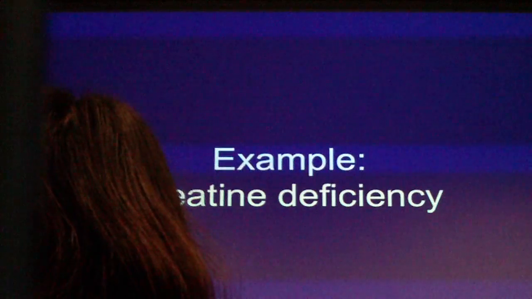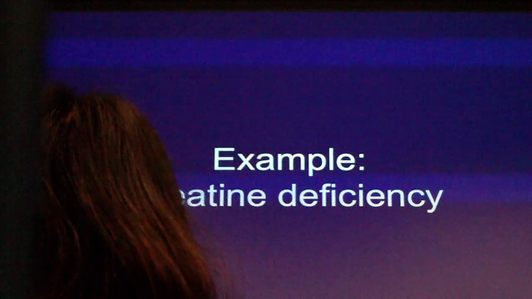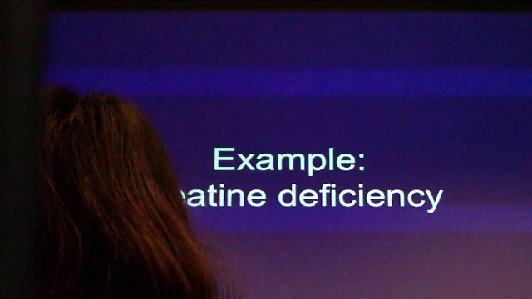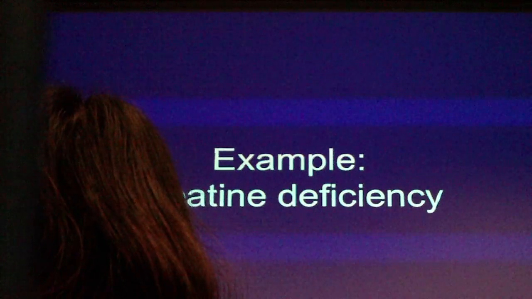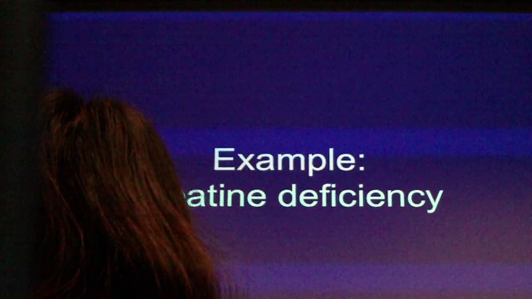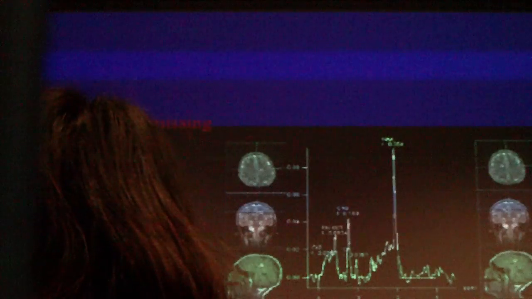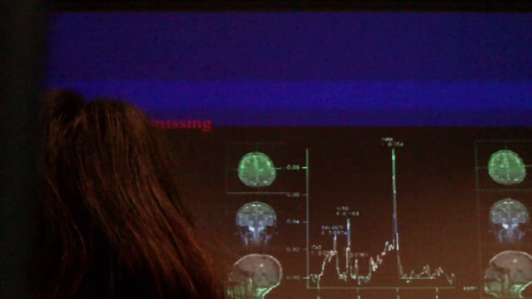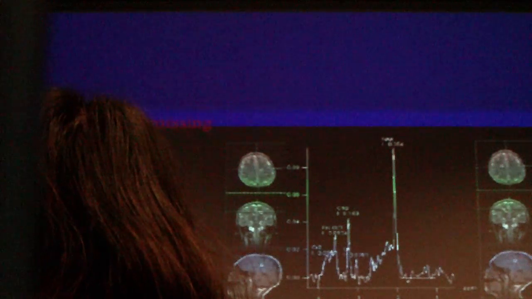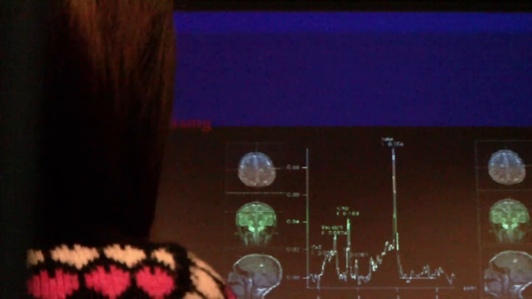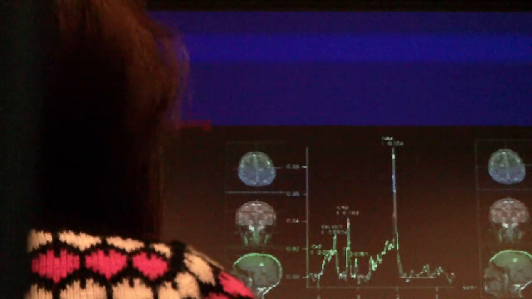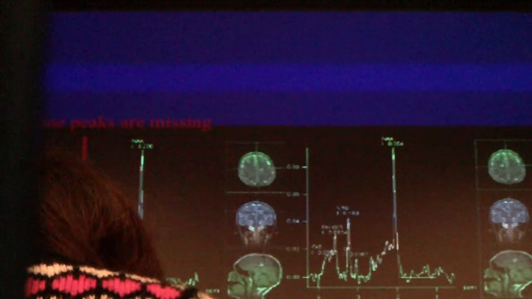But more like clinical examples, you can also use spectroscopy for some clinical questions. There are metabolic diseases with certain enzyme deficiencies, for example. So, for example, creatine deficiency is reported. This is really very bad resolution, but this is a proton spectrum of the brain.